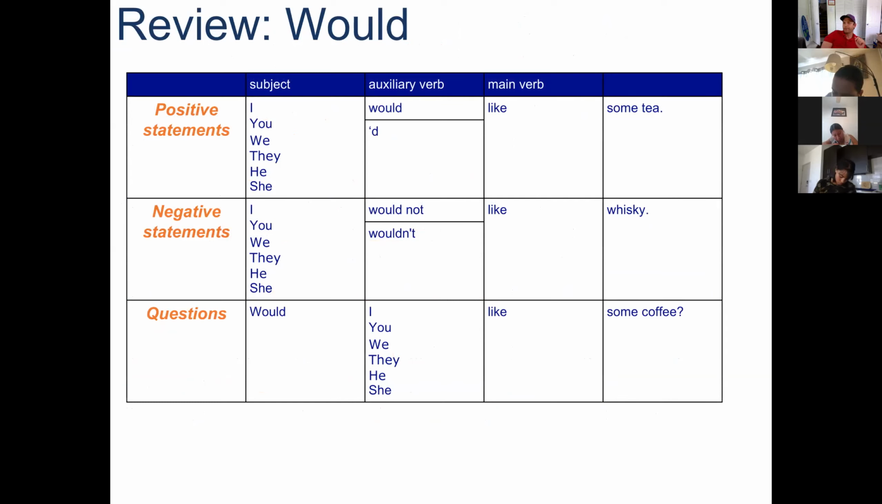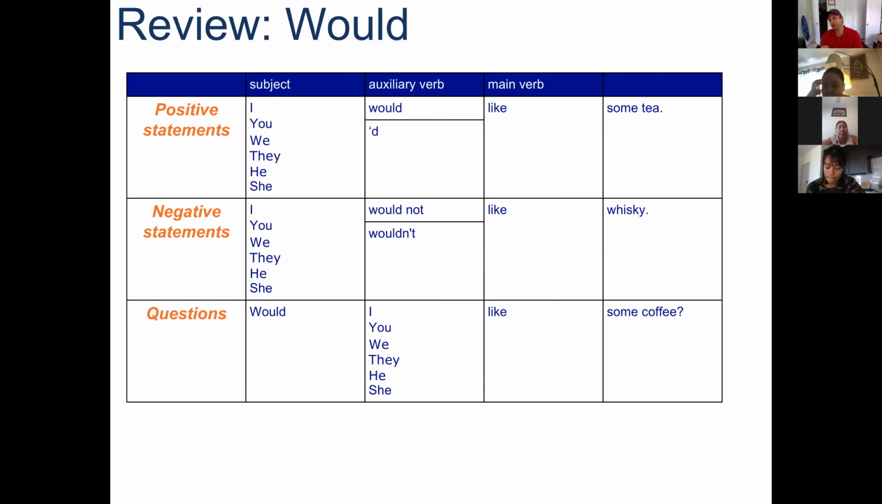Okay, next is the auxiliary verb would. This is what we use to make the conditional form in English. So we've just got the three differences between a positive, a negative, and a question. The good news is there are no changes here. I, you, we, they, he, she, would, like. It's always the same. And then we have a little contraction. I'd like some tea.